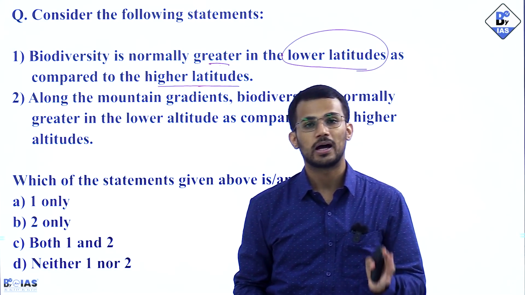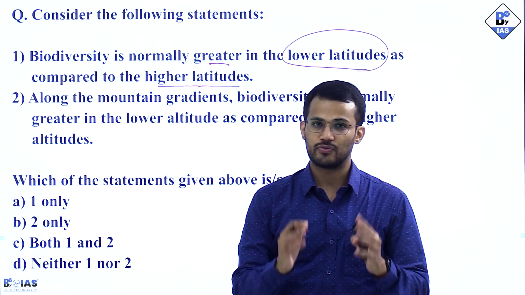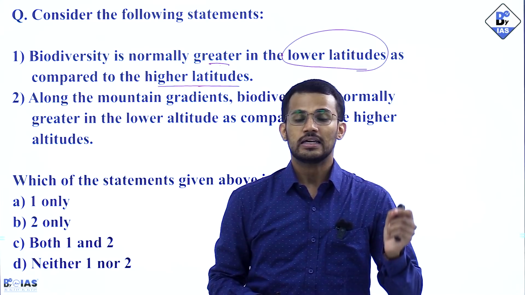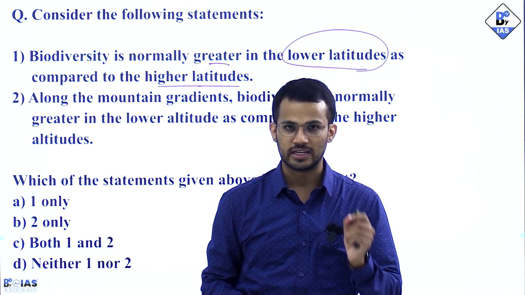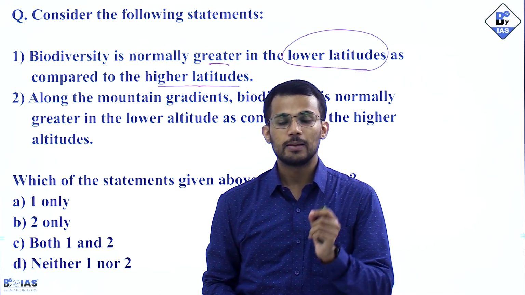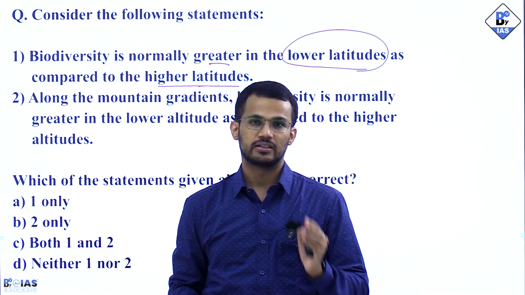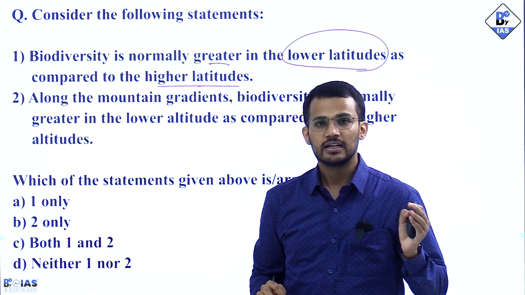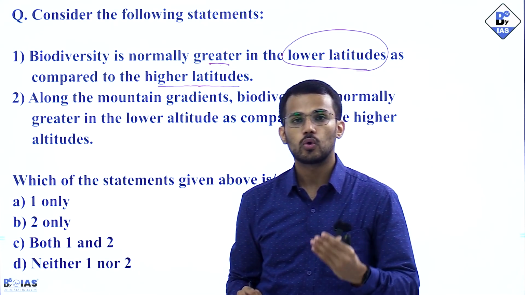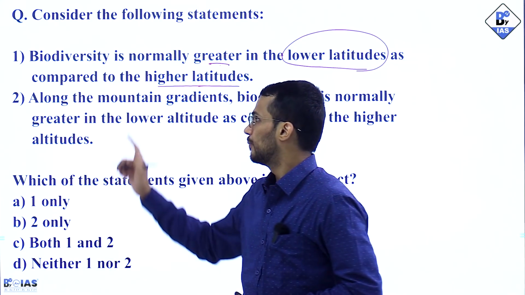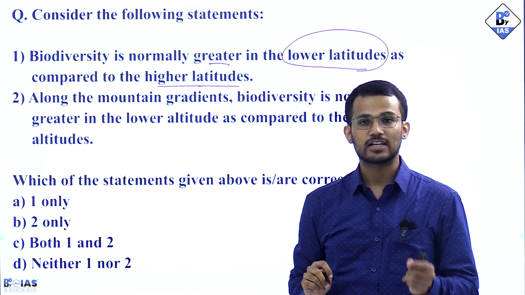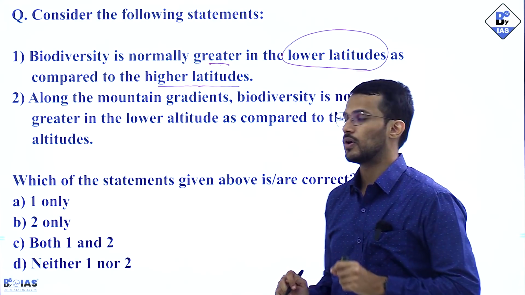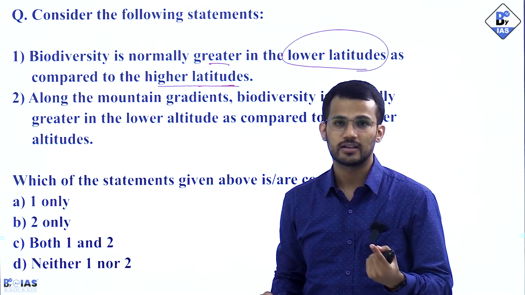for the growth of plants and other organisms are favorable, because at the lower latitudes we have sufficient availability of rainfall. Also, the temperatures are moderate in this particular latitude, and hence the biodiversity grows faster in the lower latitudes, and that's why the lower latitudes have greater biodiversity compared to higher latitudes.